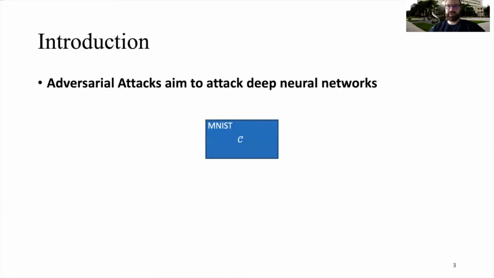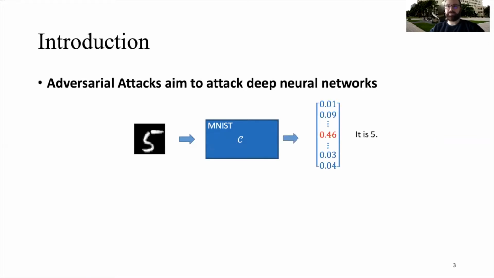So let's begin by defining what is an adversarial attack. Suppose we have a classifier C that has been trained on some dataset such as MNIST. On an input of a handwritten digit, the classifier would output a probability distribution vector over all possible classes. For this particular input, the probability of class 5 is the highest, so this image is classified as 5.